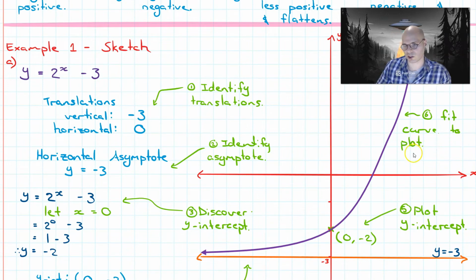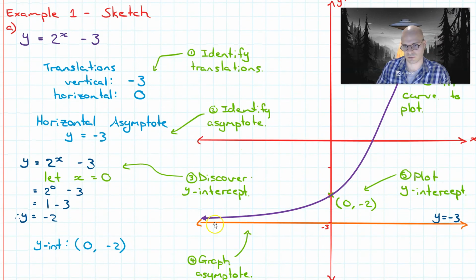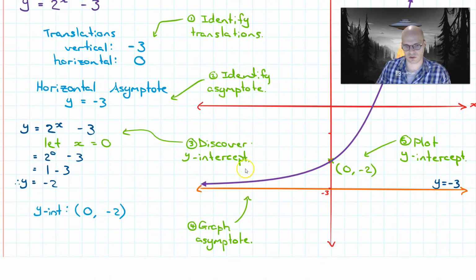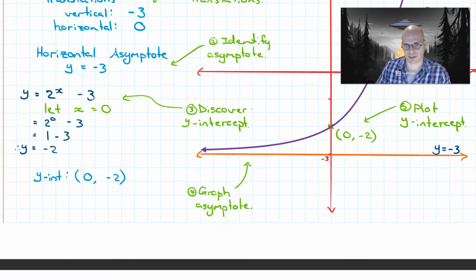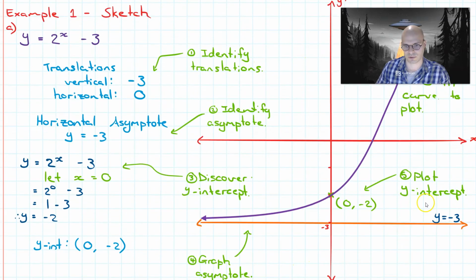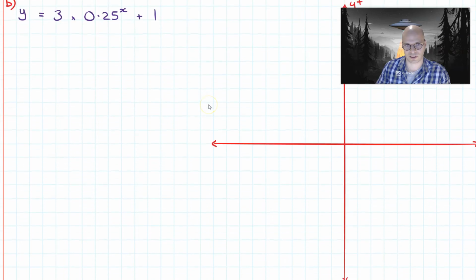Finally, we fit the curve to the plot. So we identify one of these four curves, in this case it was this one, and we simply fit it to what we have here. So what we've done is we've sketched y equals 2 to the power of x minus 3 using 6 simple steps as shown here. Now moving on, let's go to something a little bit trickier.